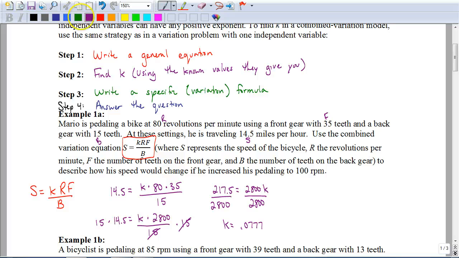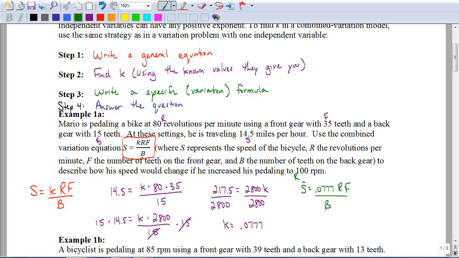I found out what k is. Now I'm going to write a specific variation formula. So for that, it's going to be S equals my k, which is 0.0777 times R times F, all divided by B. Now the question says we want to use that formula to figure out how his speed would change if he increases pedaling to 100 RPMs. Well, that's your value for R. Okay, his revolutions per minute. Everything else is going to stay the same though, because they say all he's increasing is his pedaling speed.